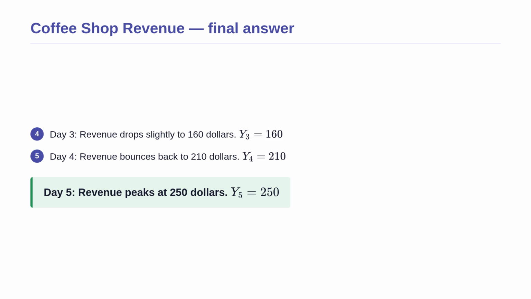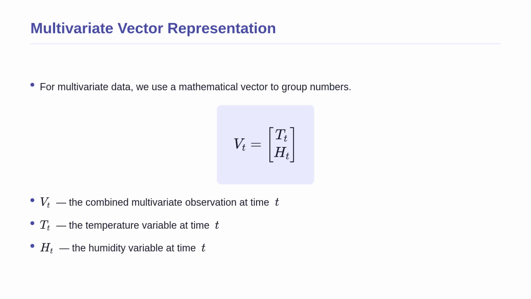This step-by-step breakdown shows exactly how real-world events translate into a mathematical sequence. We have successfully modeled a single variable. But what happens when we track two different variables at the exact same time? We cannot just use a single variable like y sub t anymore. Instead, we use a mathematical vector to organize our data.